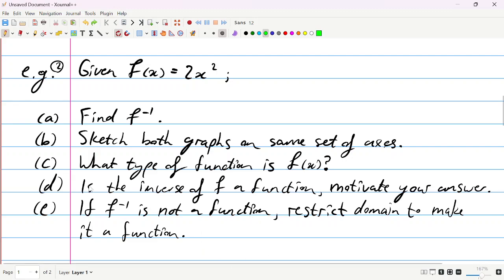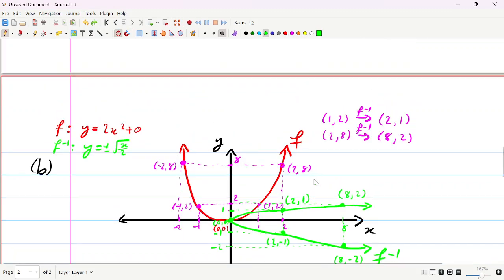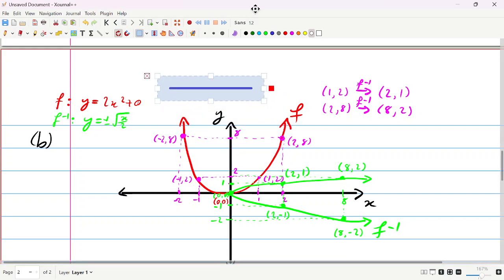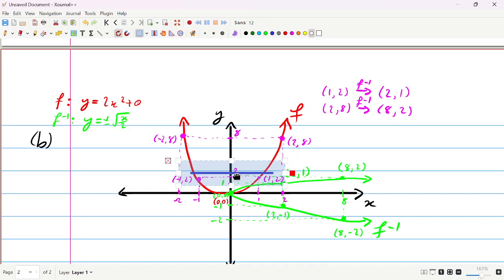The next question says, what type of function is f of x? Now, in order to test what type of function it is, we need to first see if it's a function. And we're saying f of x. So let's make up our own vertical line. Let's make it blue. Can at least use the color blue now. If I take this vertical line and I'm going to move this. I'm going to rather use the mouse here. And I'm going to move this vertical line from up to down. What do you notice? Sorry, it intersects twice, okay, on the function with the vertical line.